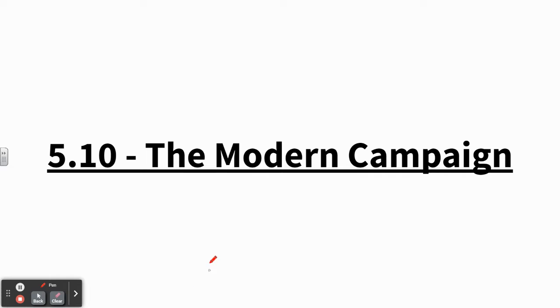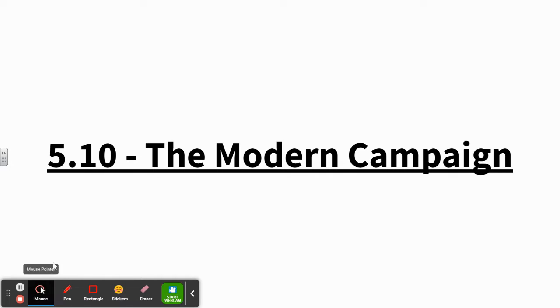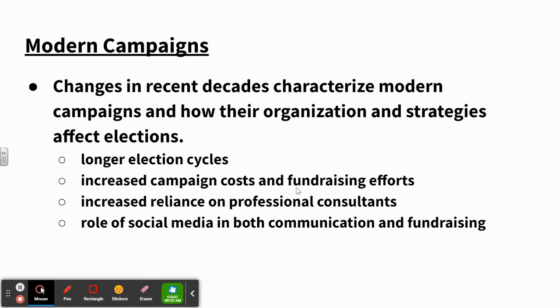So today, what we want to take a look at first is this: changes in recent decades characterize modern campaigns and how their organization and strategies affect elections. We want to look at these four areas and a few more as we go through today. First, longer election cycles. I talked about that idea of when we announce. That's kind of the preview of what we're going to be looking at there.